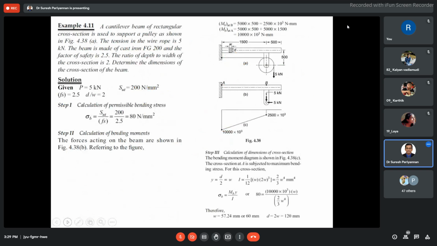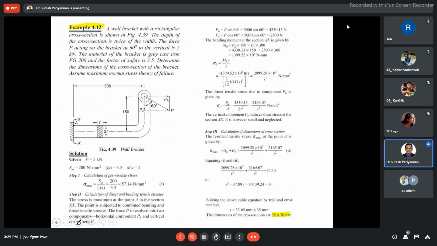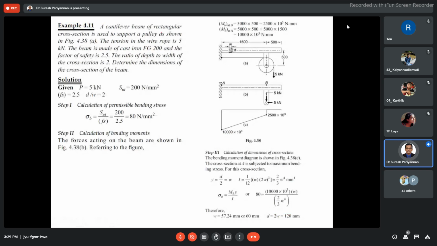Now I come to the next problem. The cantilever beam of rectangular cross section is used to support the pulley as in the figure. This is a cantilever beam supported by the pulley. See here, the tension of the wire is 5 kilonewton acting here.